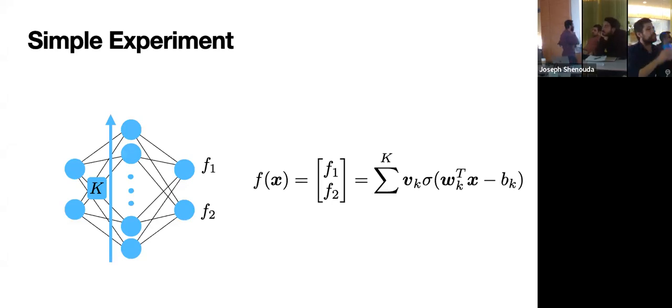And then what I'm going to do is train once with weight decay, once without weight decay. And I'm going to look and see how many neurons are contributing to F1, how many neurons are contributing to F2, and are they at the same location, basically, okay? All right, so let's see.